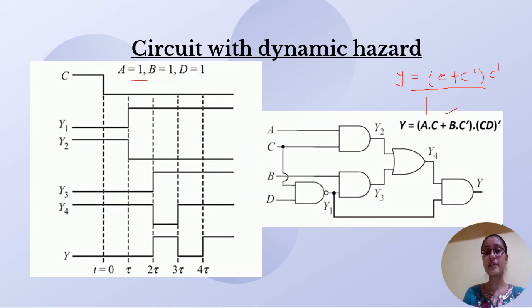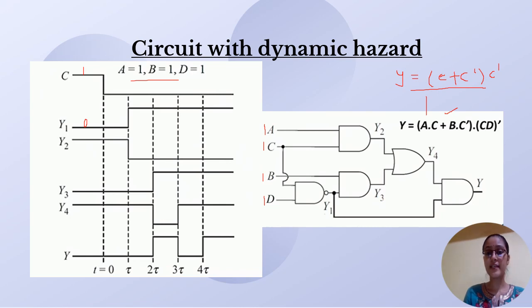Here Y1, Y3 and Y2 are the outputs of the NAND or AND gates. So let me consider initially C to be 1, and let me write down here, everything is 1. Y1 inputs are C and D, as you can observe here, and C is 1, D is 1, so the output of Y1, that is a NAND gate, will be 0.